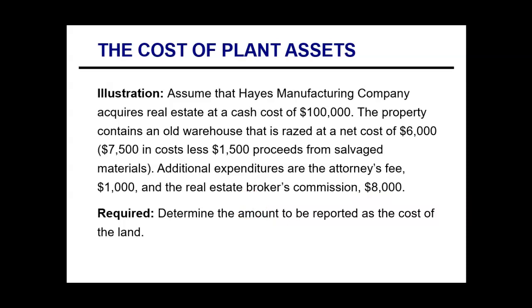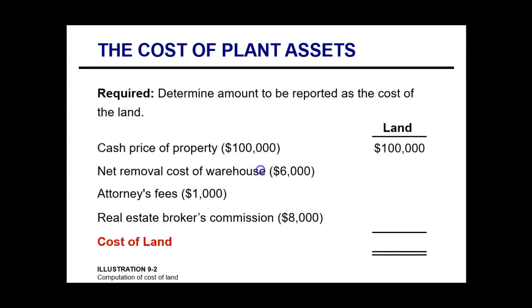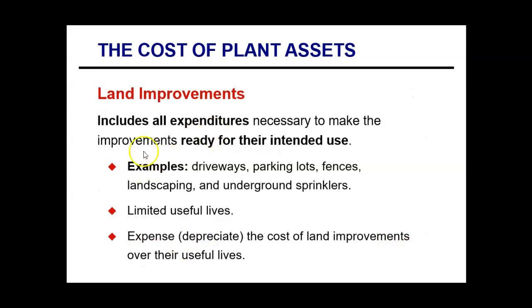So we're saying what costs should be included in the actual land account. The rule again says any cost to acquire the land and get the land ready for its intended use should be included in the land account. So we're going to include the cash price, the net removal cost of the warehouse, the attorney fees, and the commission. Therefore, the land will be recorded in the land general ledger at a total cost of $115,000. Okay?